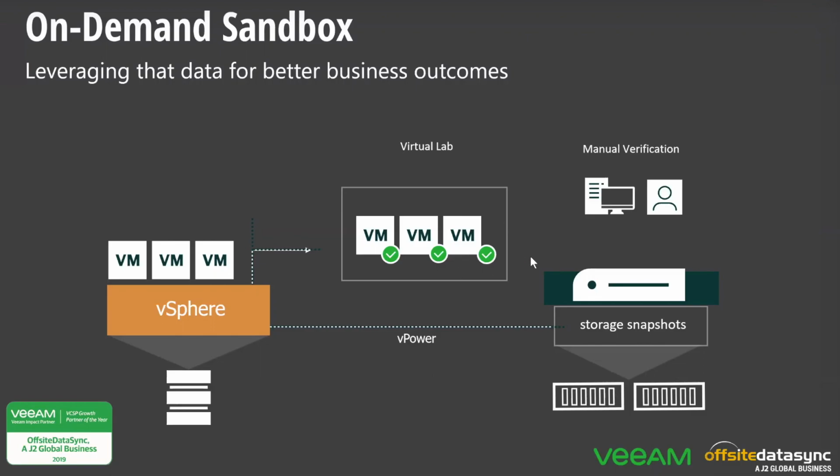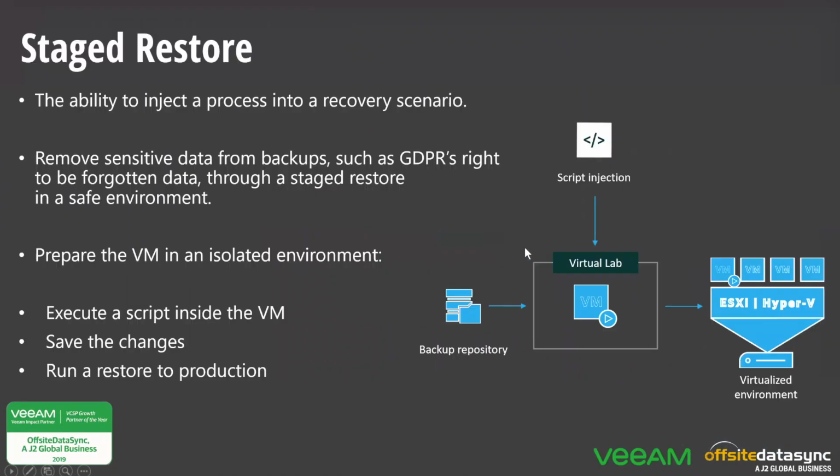Okay, so to get on to the third point. Stage restore. When we talk about on-demand sandbox from an operations point of view, we might run Windows Update and update all of our servers and everything runs absolutely fine. And we've documented that change. And now you're happy that this won't break our mission critical systems. You then have to take that script into your production and make that happen. What stage restore is built for is being able to inject a process into your restore scenario.